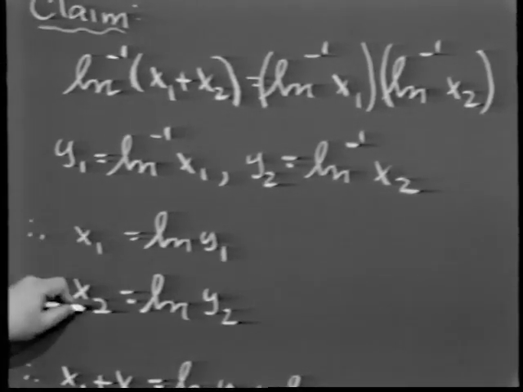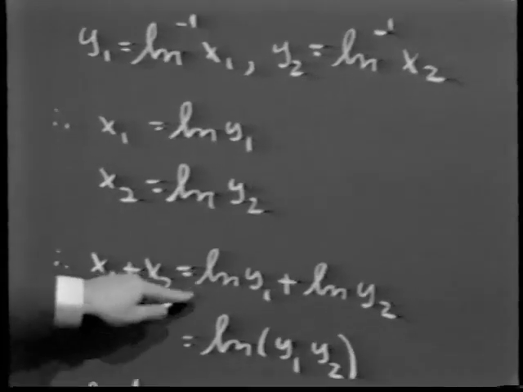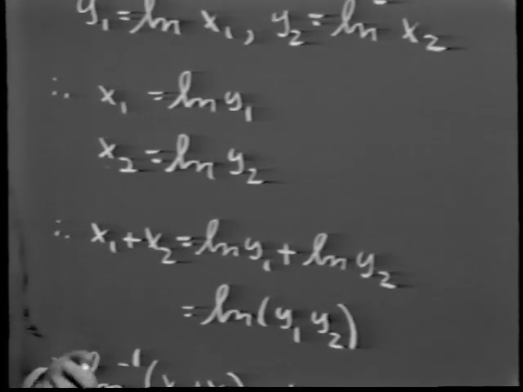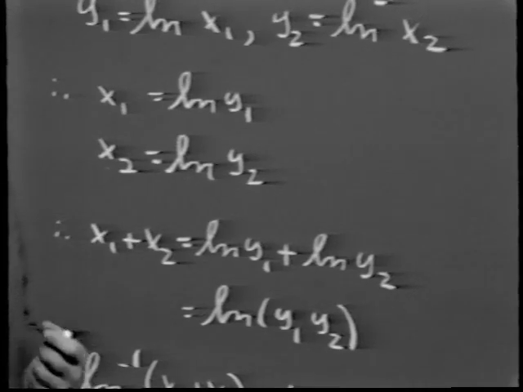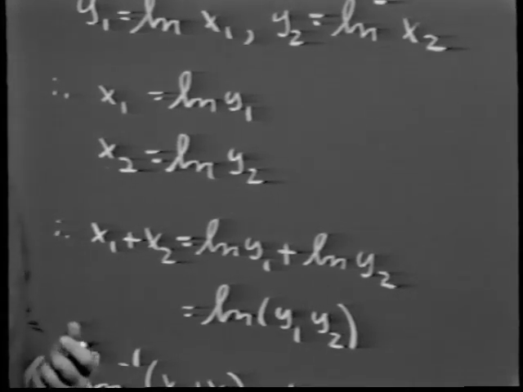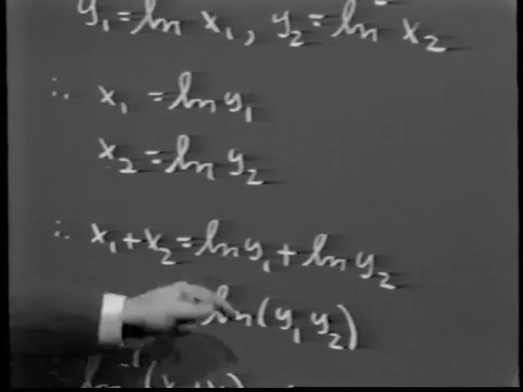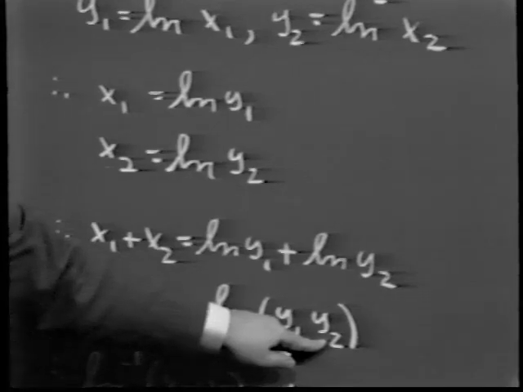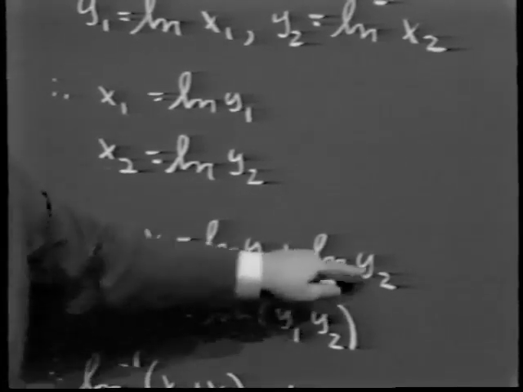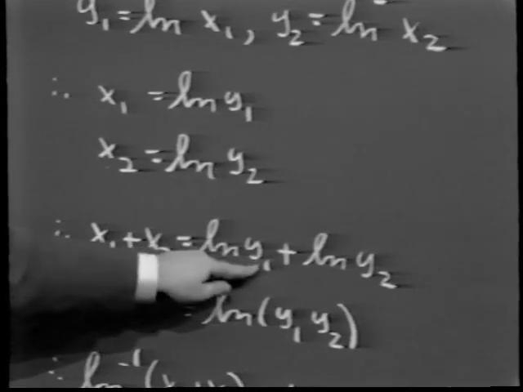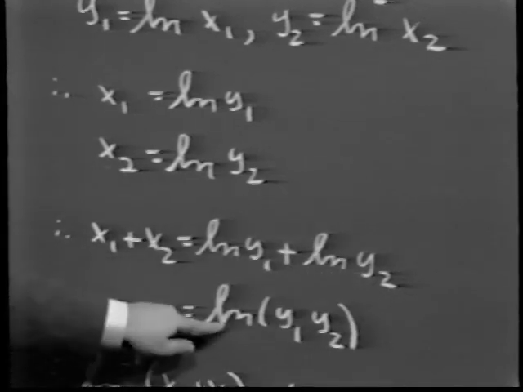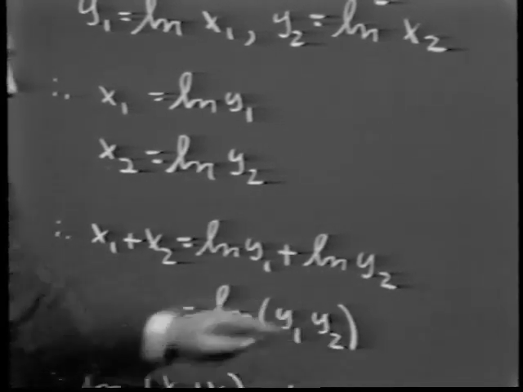And now we add equals to equals, and we get that x1 plus x2 is natural log y1 plus natural log y2. But allegedly, we understand the properties of the natural log, because if we didn't understand those, it would be kind of futile to be studying the inverse function. What do we know about the natural log? We know that the natural log of y1 times y2, by definition of a logarithmic function, is log y1 plus log y2. In other words, natural log y1 plus natural log y2, by the property of being logarithmic, is just the natural log of y1 times y2.